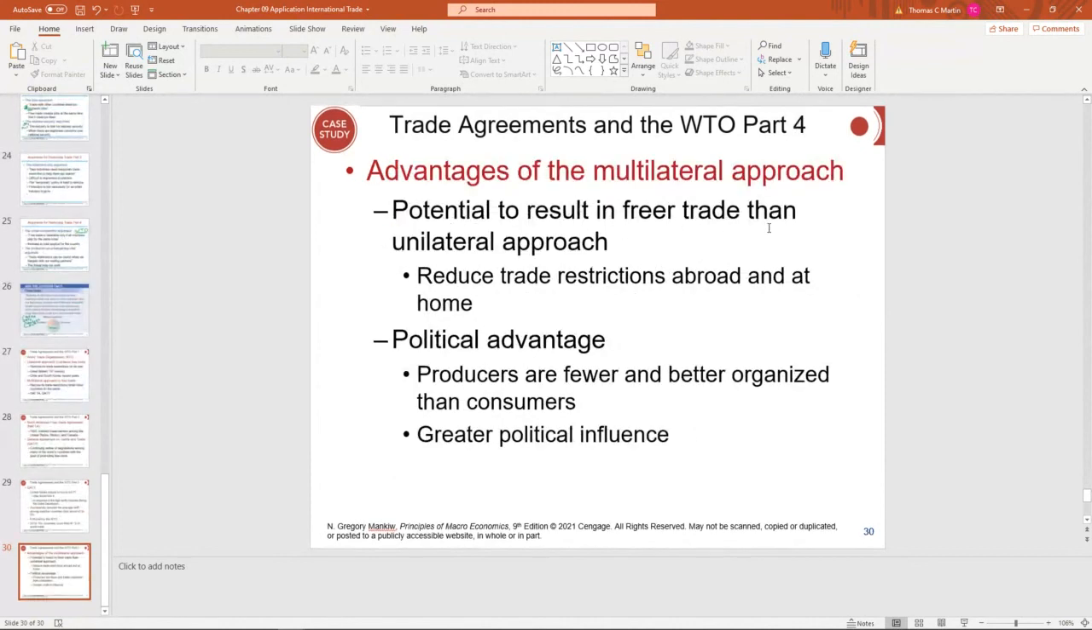The advantage of multilateral is that we can have freer trade. With unilateral, we have trade restrictions just to protect us and that other country. We will have better pricing the more people that are involved. Like we talked about earlier in the textbook about comparative and absolute advantage, we can have an absolute advantage on everything, but we can't have comparative advantage on all. Now we have a political advantage going with the World Trade Organization. The producers are fewer and better organized. There's greater political influence to some degree.